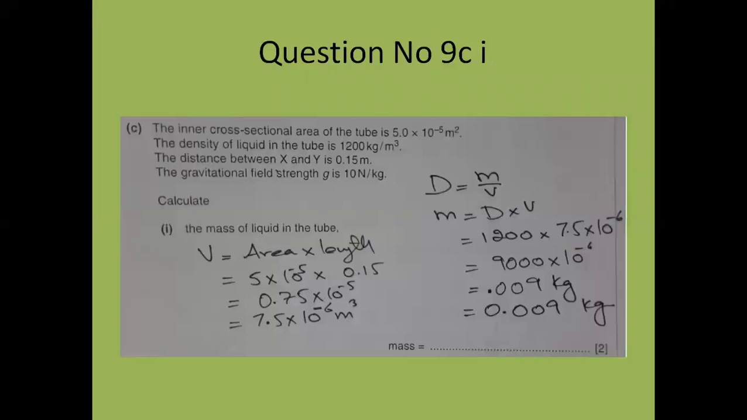So let's have a look here. The volume of the liquid will be the cross-sectional area of the tube multiplied by the length of the tube in which you have that liquid. So 5 × 10⁻⁵ multiplied by 0.15 will be 0.75 × 10⁻⁵, that is 7.5 × 10⁻⁶ meter cubed. We know that density is equal to mass divided by volume, so mass will be density multiplied by volume. So 1200 multiplied by 7.5 × 10⁻⁶ gives 0.009 kg. So 0.009 kg is the mass.